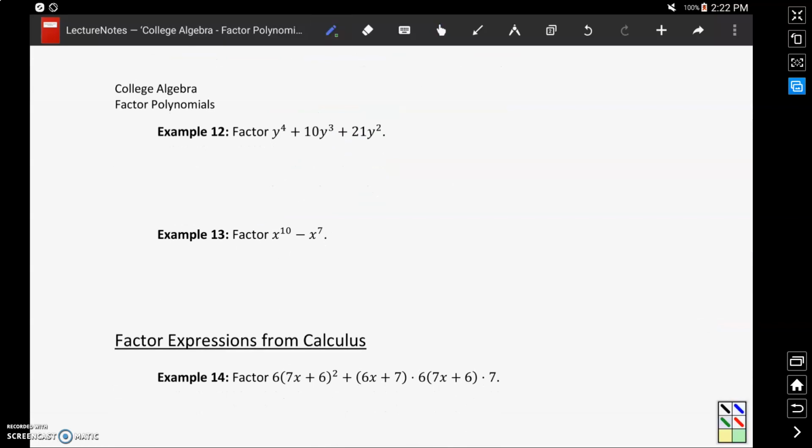In example 12, every term in this case isn't divisible by a number, but is divisible by y squared, meaning we can begin by factoring out y squared as that greatest common factor, which will leave us with the quantity y squared plus 10y plus 21.